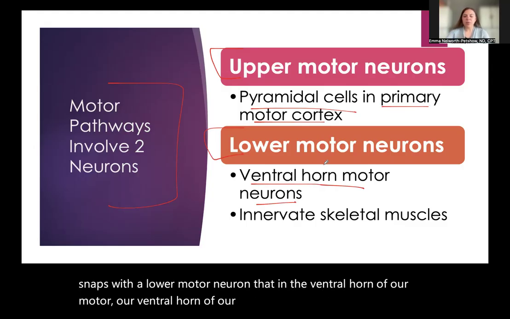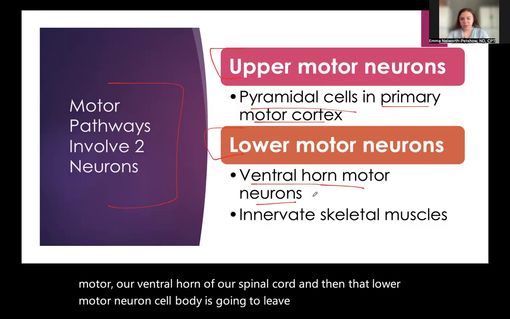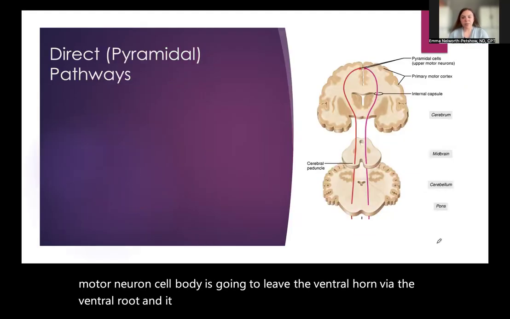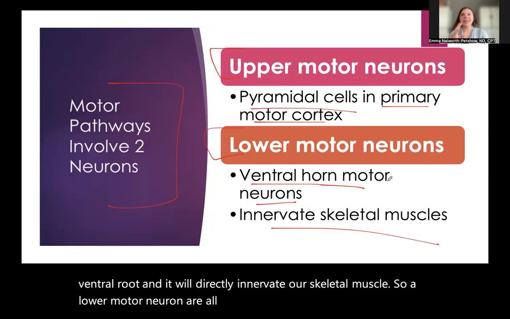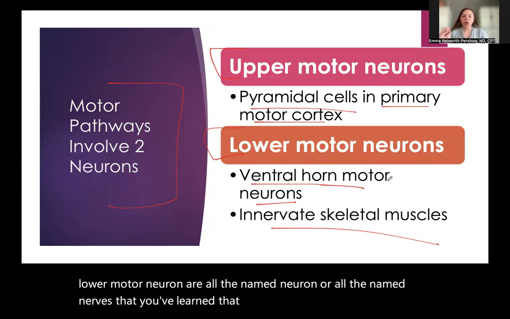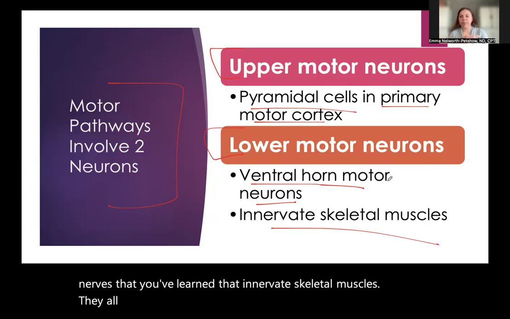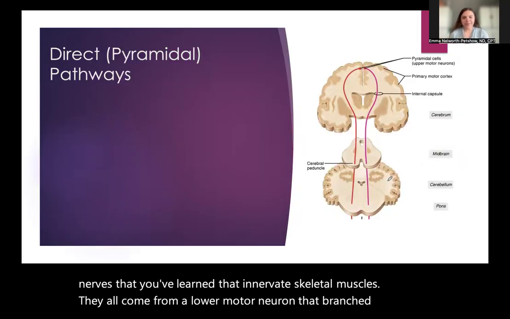And then that lower motor neuron cell body is going to leave the ventral horn via the ventral root, and it will directly innervate our skeletal muscle. So the lower motor neurons are all the named nerves that you've learned that innervate skeletal muscles. They all come from a lower motor neuron that branched off of the spinal cord.